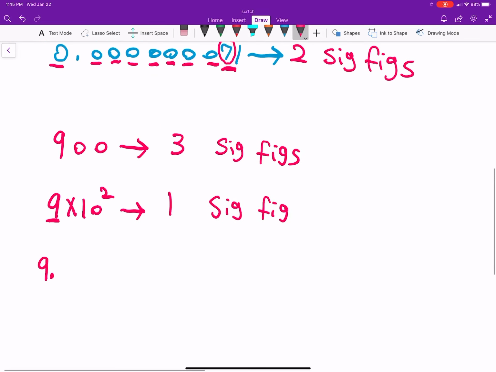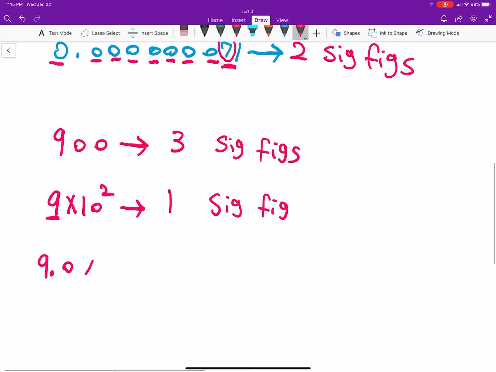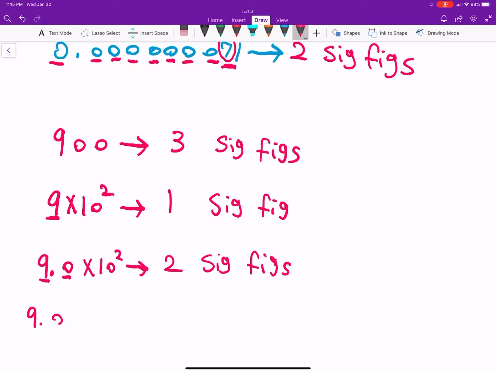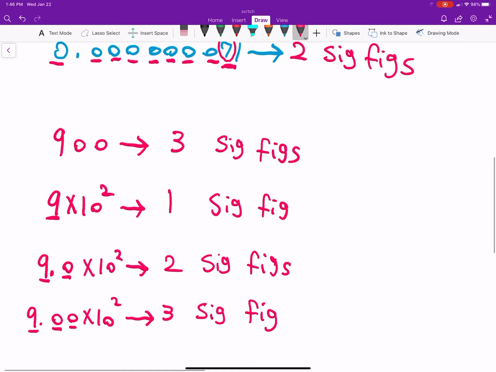If we say 9.0 times 10 to the second, 1, 2, this has 2 sig figs. If we do 9.00 times 10 to the second, you might be able to guess. 1, 2, 3. 3 sig figs.